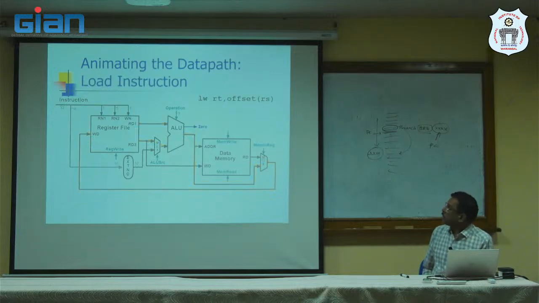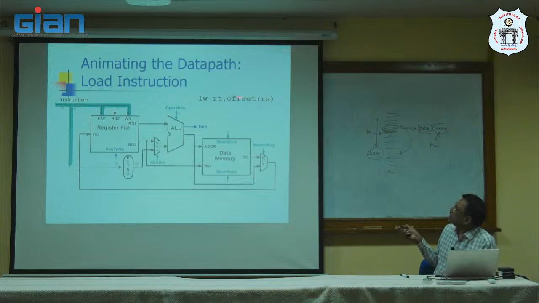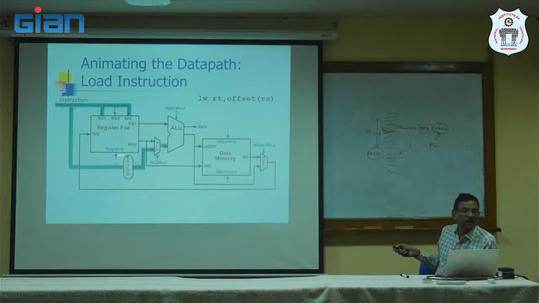Next is the load word instruction, let us say. How will this be executed on this path? Because this contains an offset address, it will take the offset address, sign extended, and see it is a bypass here, the multiplexer, RD2 is not there, we are not reading RD2.